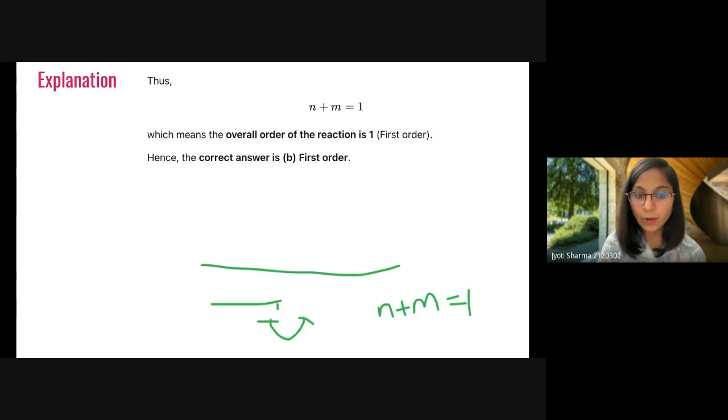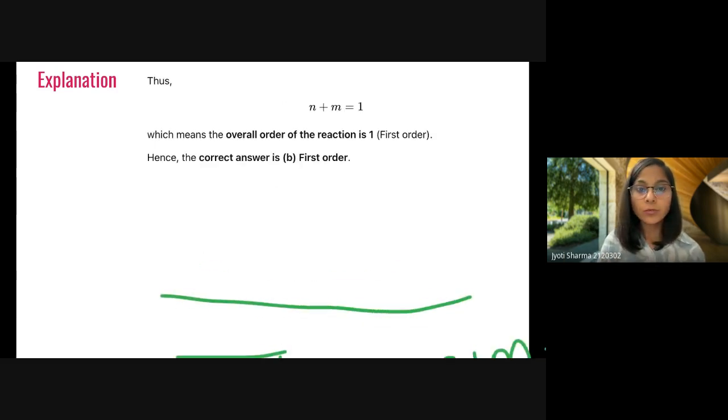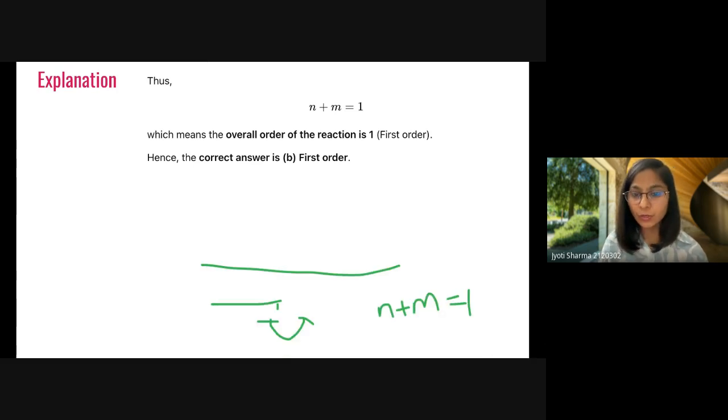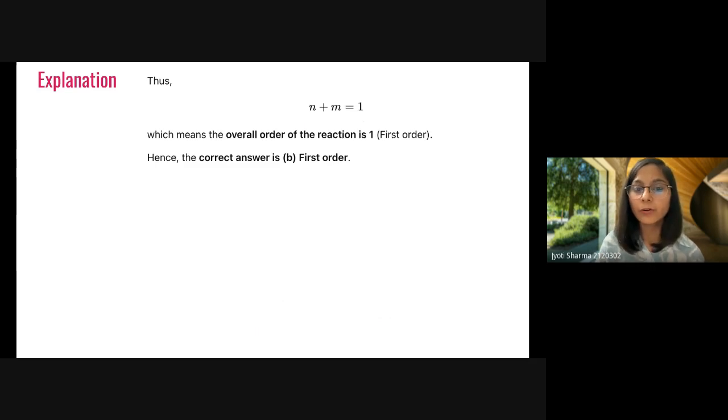There is a second approach: we can also go with the natural log and log. Here it is not mentioned; I think in the next question we already have mentioned. But here N plus M is equal to 1. If this is 1, then the overall order of the reaction is 1. That is the first order. So this is how we can calculate the order of the reaction. If the concentration of your reactant is given, plus the rate of the reaction and the rate constant, then you can calculate the overall order of your reaction.